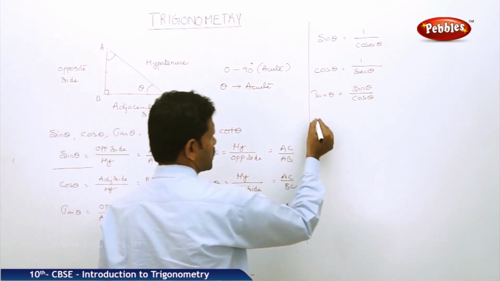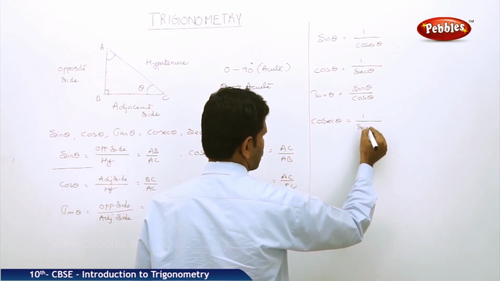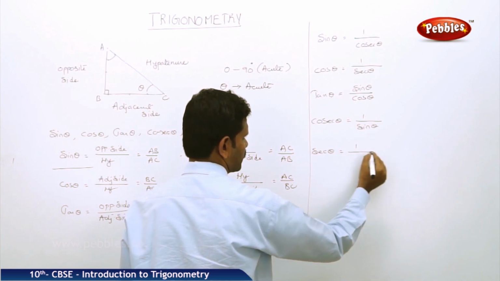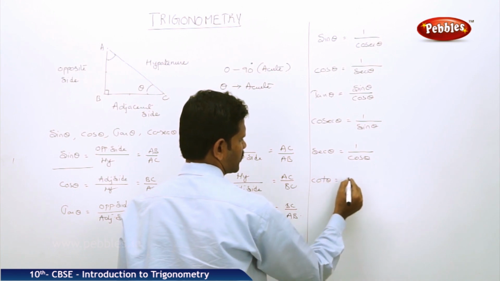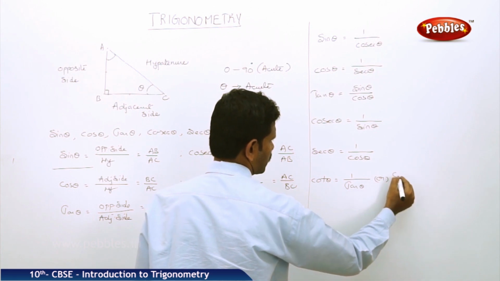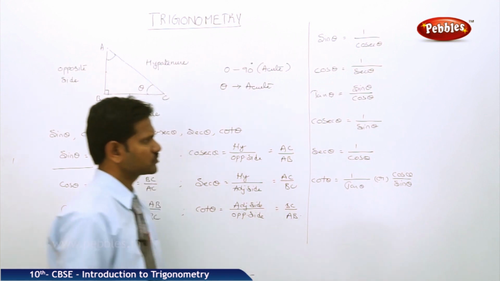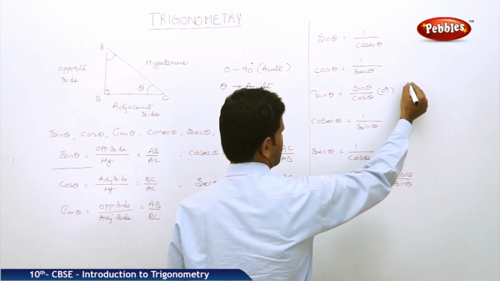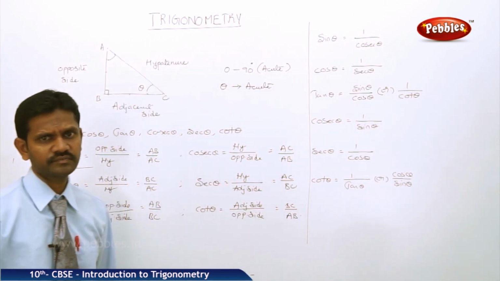Next, cosec theta can be written as 1 by sin theta. Next, secant theta can be written as 1 by cos theta, and cot theta can be written as 1 by tan theta, which can also be written as cos theta by sin theta. Now this tan theta can also be represented as sin theta by cos theta or 1 by cot theta.